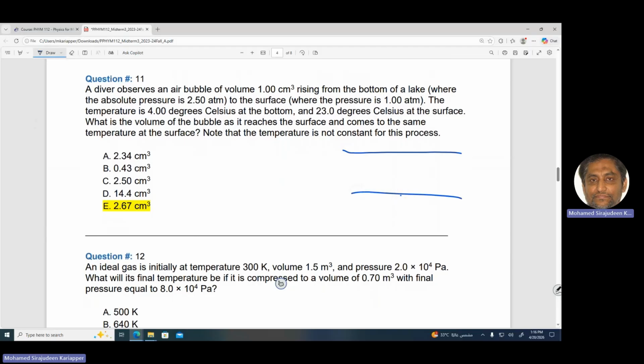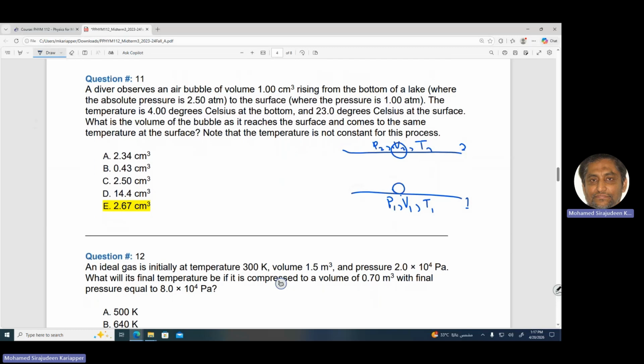So bottom is initial, so let's say 1. Surface of the lake is 2, or the ocean is 2. So here you have a P1, V1, and T1. Here you have a P2, V2. For a bubble that starts from the bottom of the ocean and comes to the top of the ocean. So this bubble, which is an air bubble, we are looking at the gas, which is the air. Okay. So we are going to assume that the bubble obeys the ideal gas law.